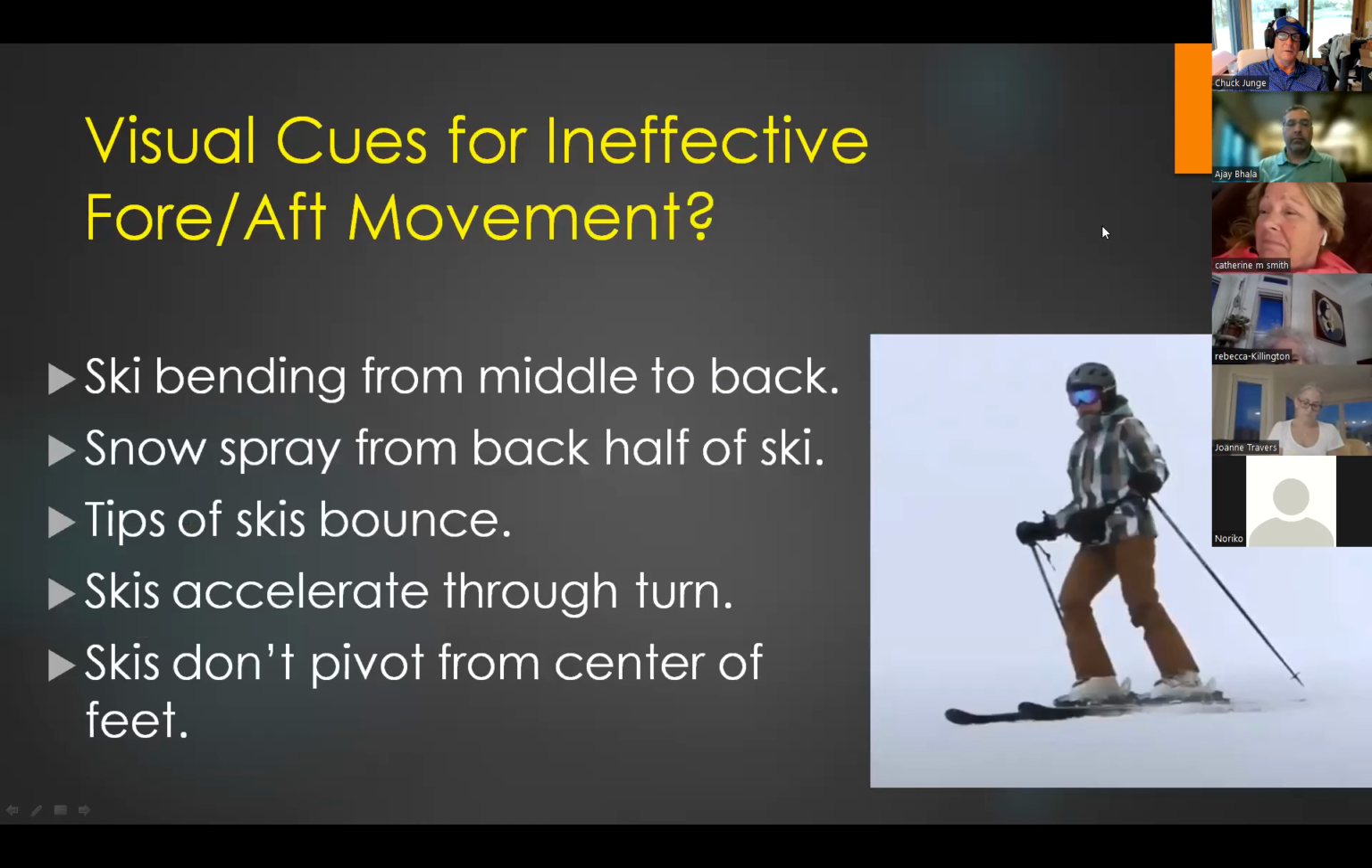What's the next thing? Oh, here we go. Visual, here are just some ideas that I have. Ski bending from the back, snow spray from the back half of the ski. Tips are bouncing. Would you say her forebody of her tip is on the ground? Not really. Not there. No. Skis accelerate through the turn. They don't pivot from the center of the ski. She's kind of exhibiting a lot of these things.